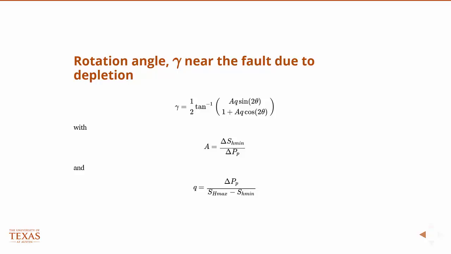Likewise for Shmin. I think I said shear stress, I meant normal. Component of normal stress, okay? And then from that, you can have gamma, where gamma is defined as the angle of stress reorientation.